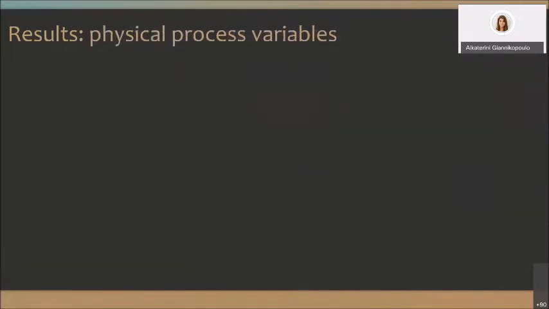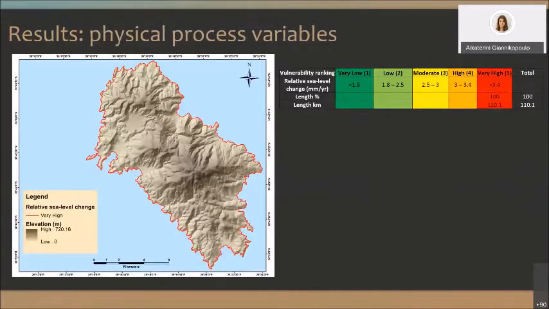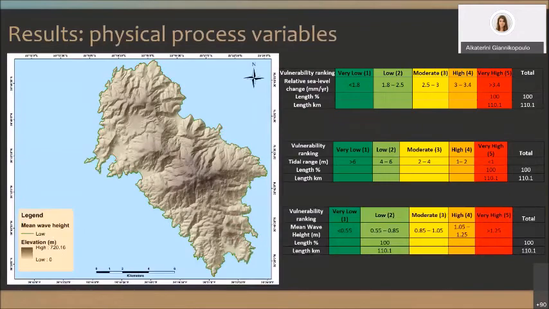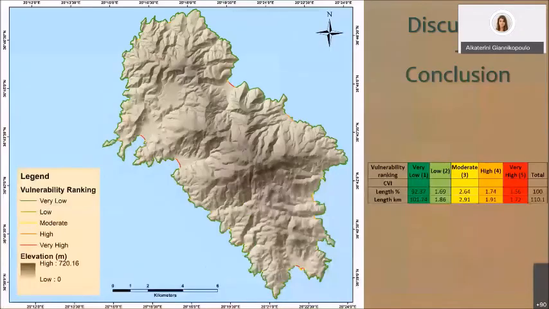Here we can see the results for the vulnerability ranking of physical process variables, namely the relative sea level change, tidal range, and mean wave height. The 6 variables of the area were correlated with the use of CVI in order to express the relative vulnerability of the coast in relation to future sea level rise.